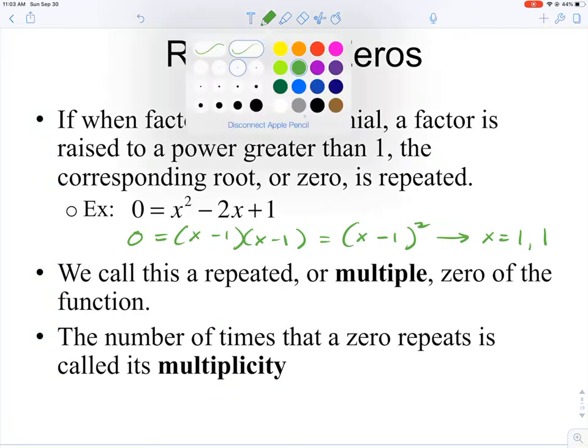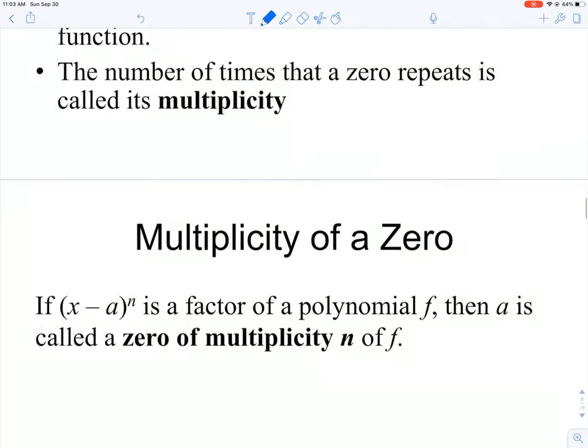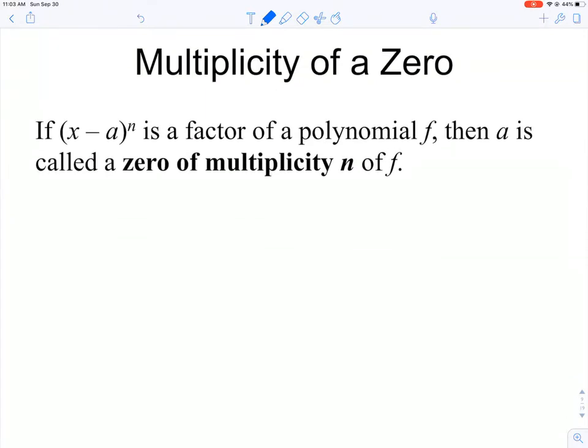So the multiplicity of this 0, the 0 x equals 1, the multiplicity is 2 because it occurs twice. Okay, so if x minus a raised to the n power is a factor of the polynomial f, then a is called a 0 of multiplicity n.